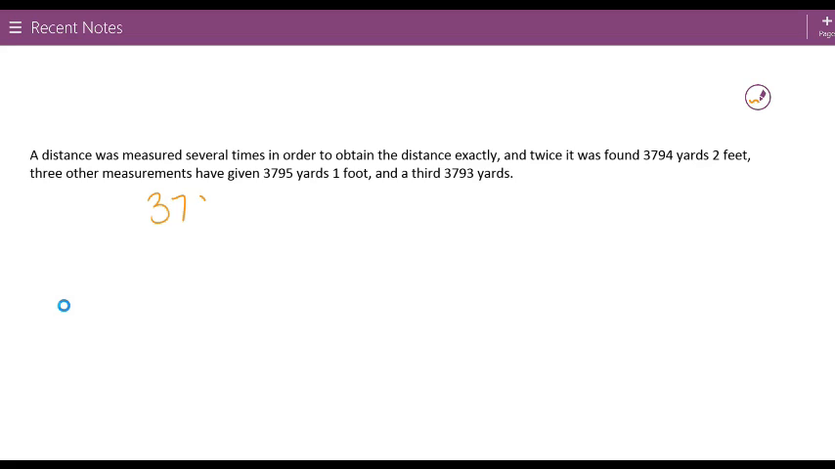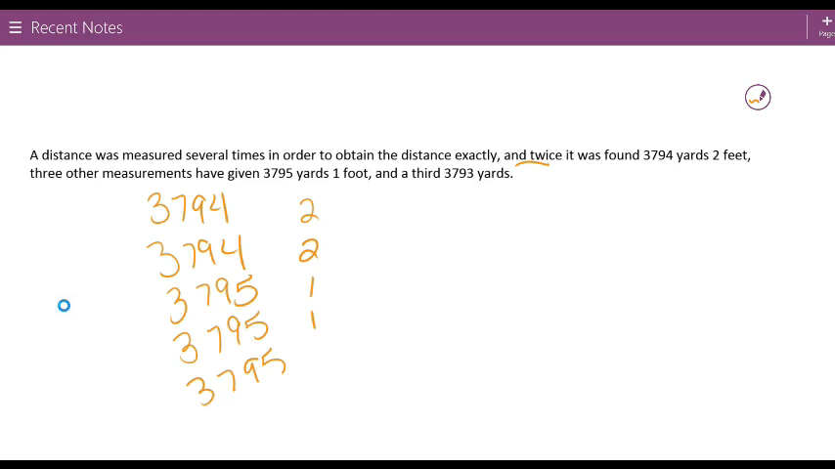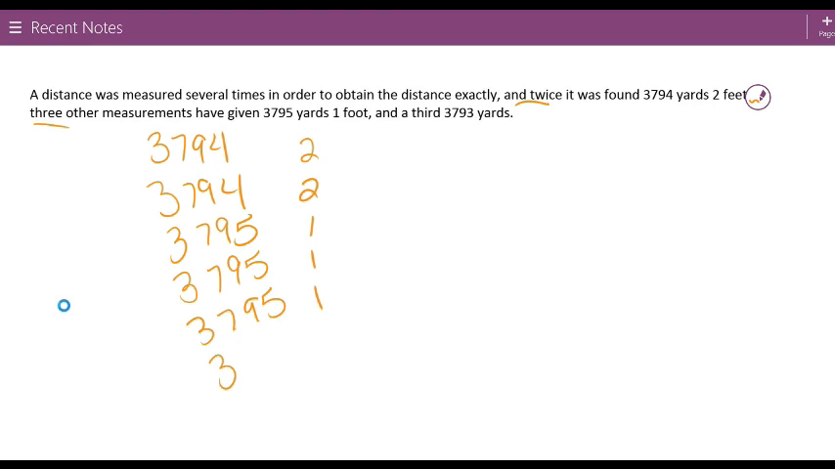I'm just going to write them as they were given. So we have 3,794 yards 2 feet, again, writing it twice because that value is found twice. Then 3,795 yards 1 foot, written 3 times because they found it 3 times, and then 3,793. We add this all together, and then we will divide by 6 to find the average of all of those, or the allegation of all of those.